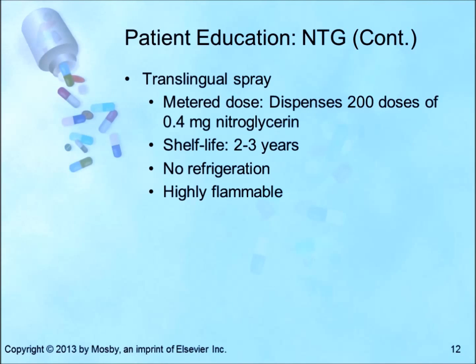For the translingual spray, this is a less popular but equally effective means for administering sublingual nitroglycerin and is given by a metered dose spray. The spray dispenses approximately 200 doses of 0.4 milligrams of nitroglycerin. It has a shelf life of 2 to 3 years and does not require refrigeration. Inform the patient to take the spray only when lying or sitting down, because this is a highly flammable product. The patient should not be around cigarettes, and should avoid using the spray around fire or sparks.